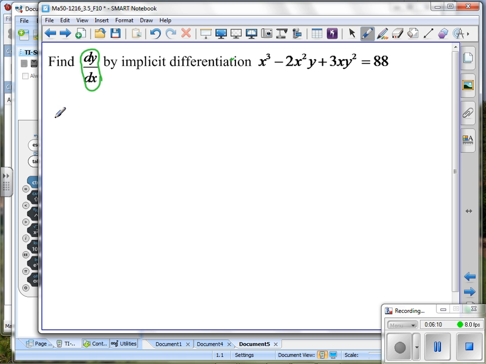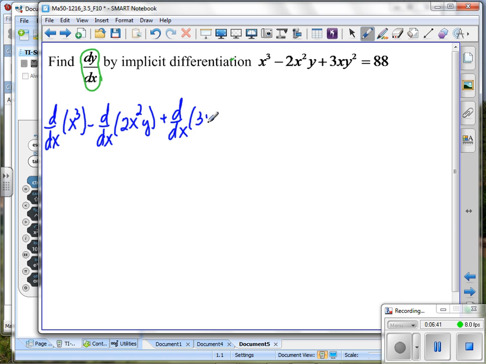So I'm going to take the derivative with respect to x. Now x is still going to be my input, mainly because the derivative I'm trying to find has x as the input of the derivative. So I'm going to use that for each of these. So I want the derivative with respect to x of x cubed minus the derivative with respect to x of 2x squared y plus the derivative with respect to x of 3xy squared equals the derivative with respect to x of 88.